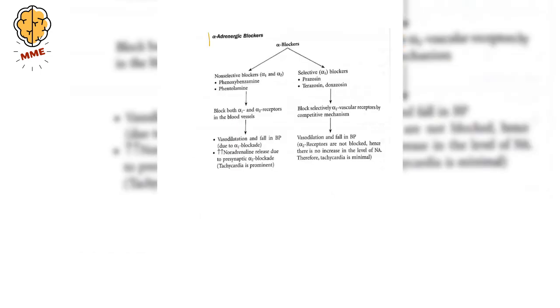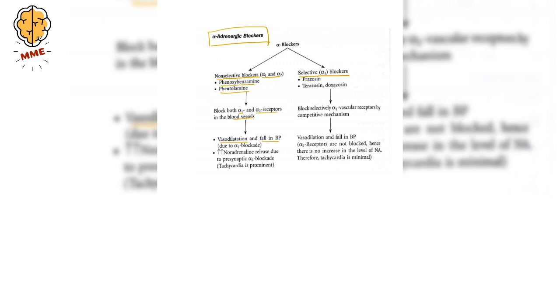Now we have alpha adrenergic blockers. I won't be discussing them in detail because they have already been covered in videos on autonomic system pharmacology by one of my colleagues. But still, alpha blockers can be divided into non-selective blockers, alpha 1 and alpha 2, which act on both alpha 1 and alpha 2 receptors, and selective alpha 1 blockers. Among non-selective alpha blockers, we have phenoxybenzamine and phentolamine, which block both alpha 1 and alpha 2 receptors in blood vessels.